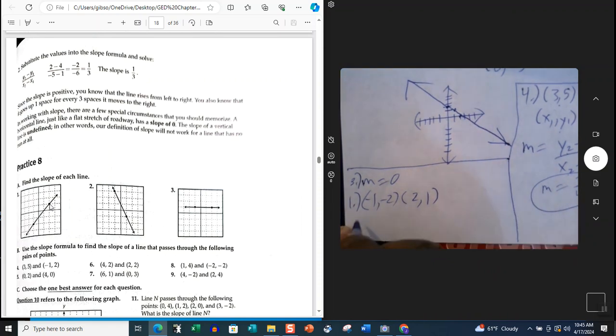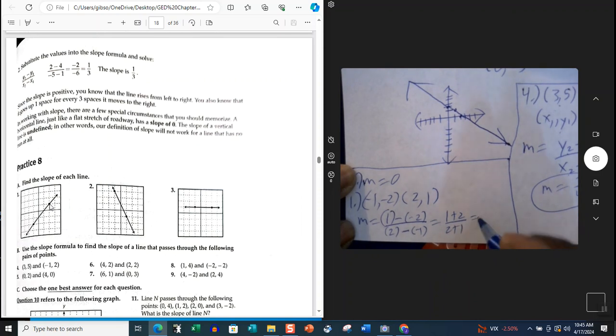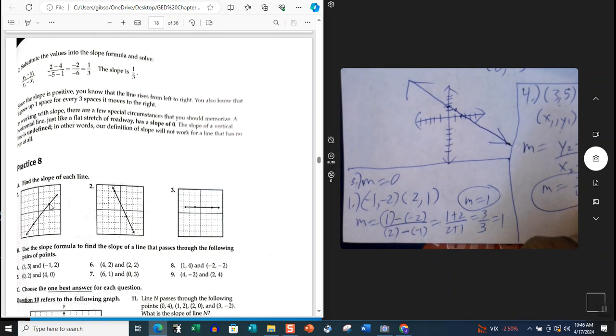So now we go to our slope formula. Now we know y sub 2 is 1 minus y sub 1 is -2, all over x sub 2 is 2 minus x sub 1 is -1. So this will be 1 plus 2 all over 2 plus 1. 1 plus 2 is 3 and 2 plus 1 is 3. So that equals +1. So your final answer, your slope, is +1. Okay, so now that solves problem number 1.